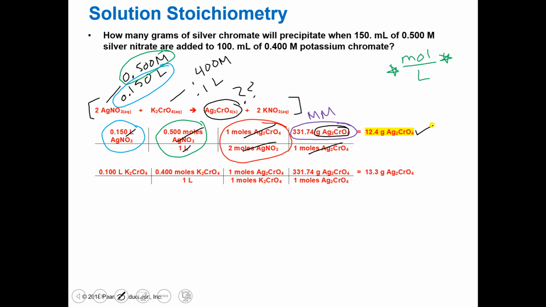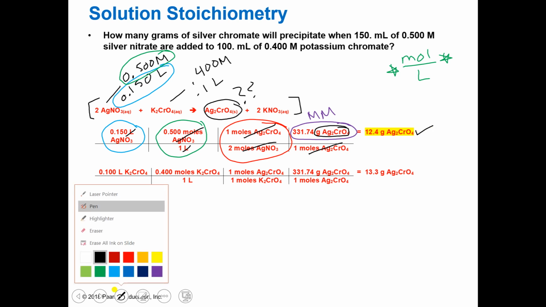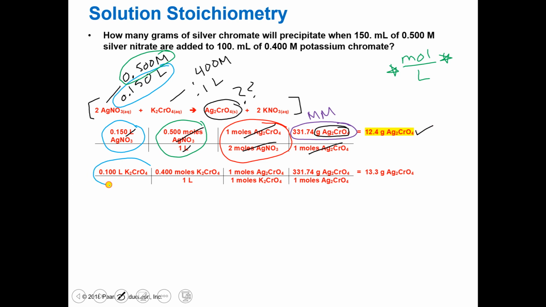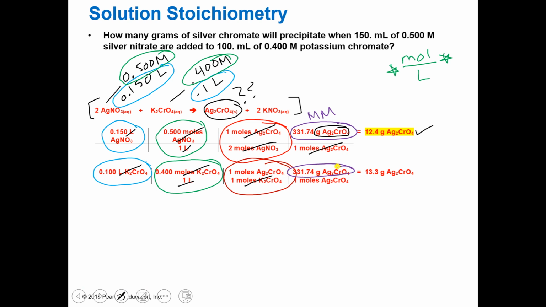Now I'm going to do the exact same thing with the potassium chromate. Here's my volume, and then I'm going to use my molarity as my conversion factor to get to moles. This way, liters cancels out, and I got moles. Then I'm going to use the coefficients from the balanced chemical equation to go from moles of potassium chromate to moles of silver chromate. And then finally, I'm going to use the molar mass of silver chromate to get the grams of the silver chromate.